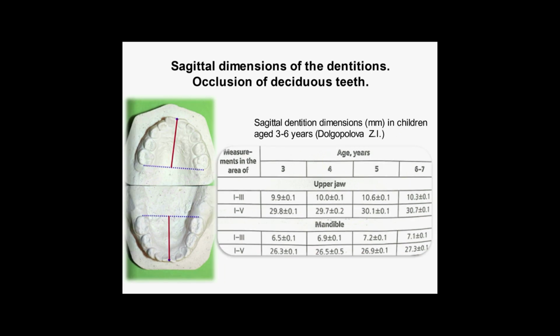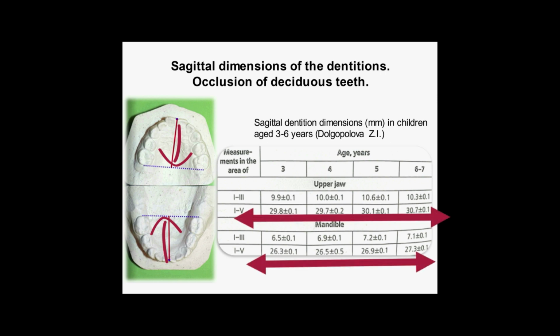The total sagittal length of the dentition is measured to the point of intersection with the line connecting the distal surfaces of the second deciduous molars. The data of the sagittal dimensions of dentition in children with deciduous teeth in physiological occlusion are presented in this table.